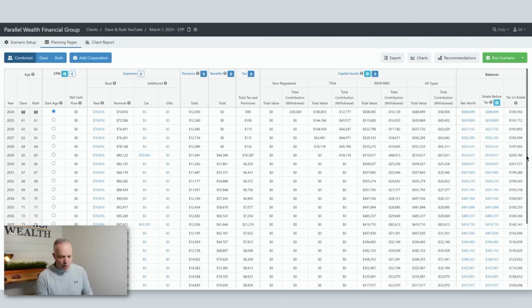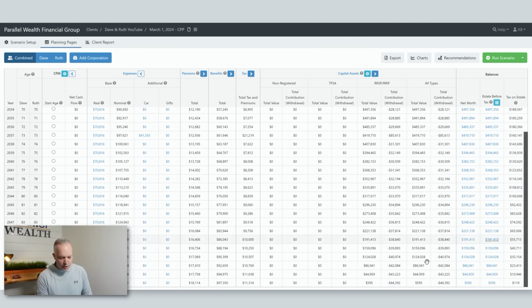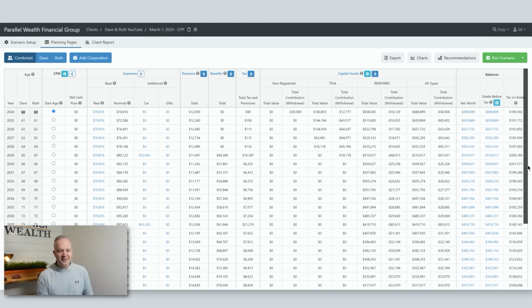They get to $0. So by the time they're age 90, we want to get to $0. So they have $595 left when they die at age 90. So they're able to spend $70,816.